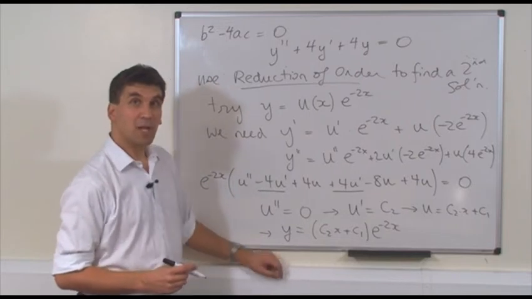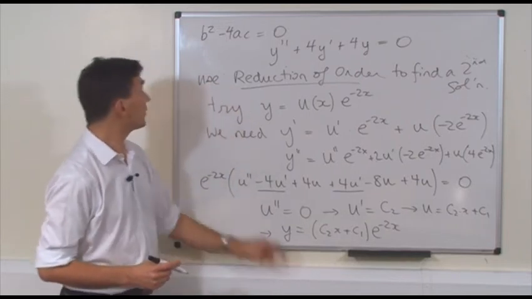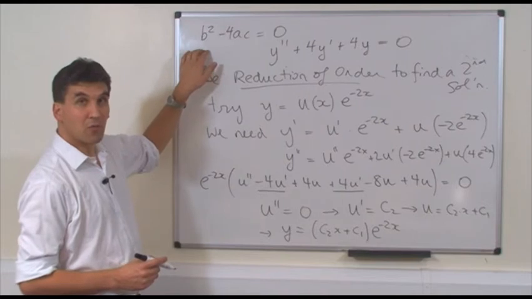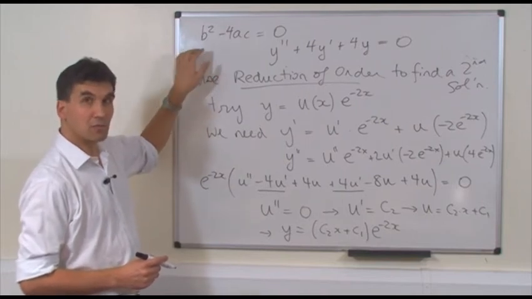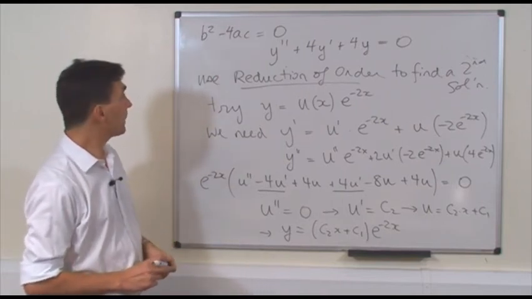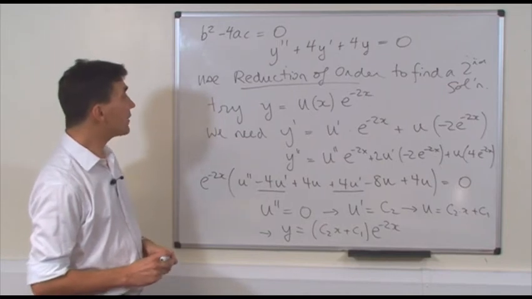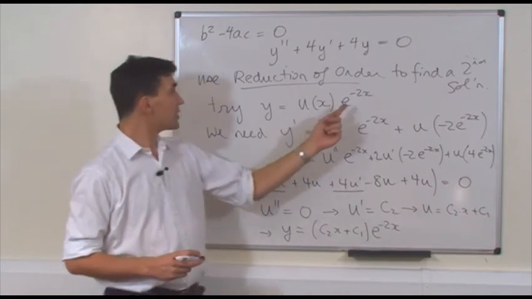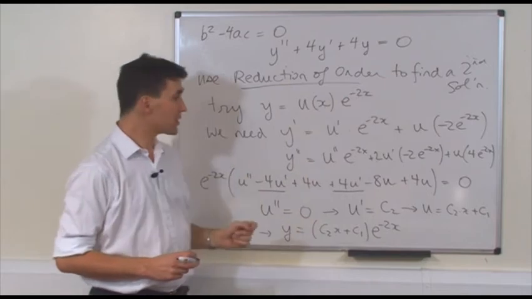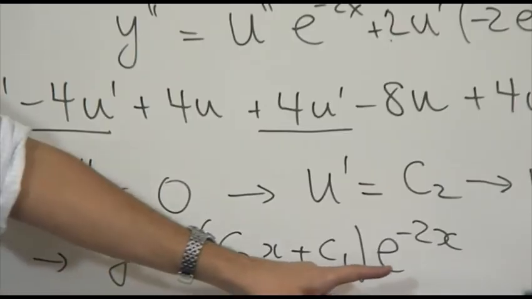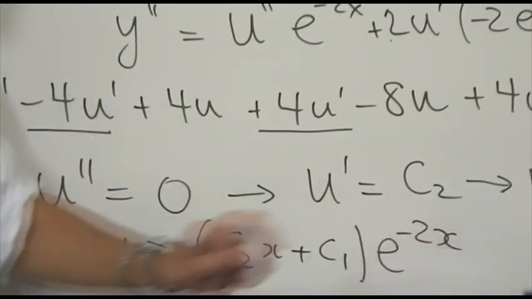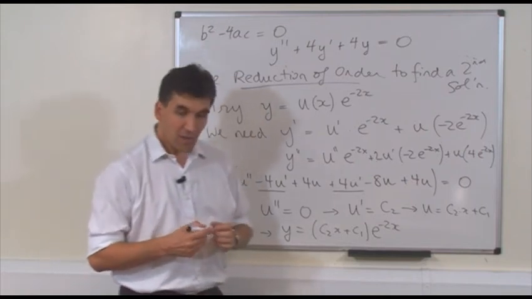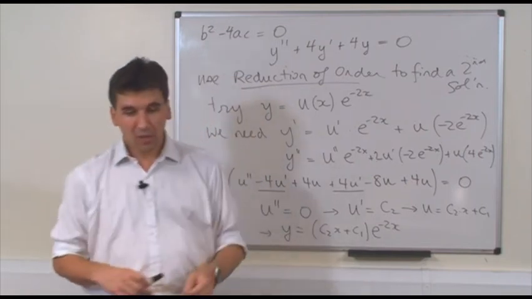And that is in general what happens in the case where you have b squared minus 4ac equals 0. That is, you have real repeated roots. One of these solutions is e to the root times x, and the other solution is x times e to that root times x. So we have now the general solution for that problem.